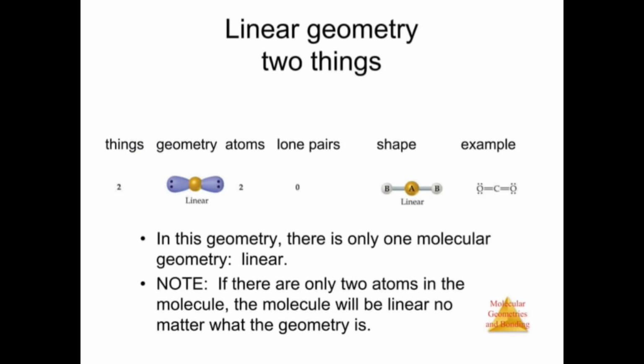Okay, let's look at the linear geometry that has 2 things. Don't forget, we are using things. In the linear geometry, you have 2 things. An example is CO2, carbon dioxide. CO2 has just 2 atoms bonded to carbon, which are oxygens. In the geometry, you have only 2 atoms here, and the arrangement is like this.